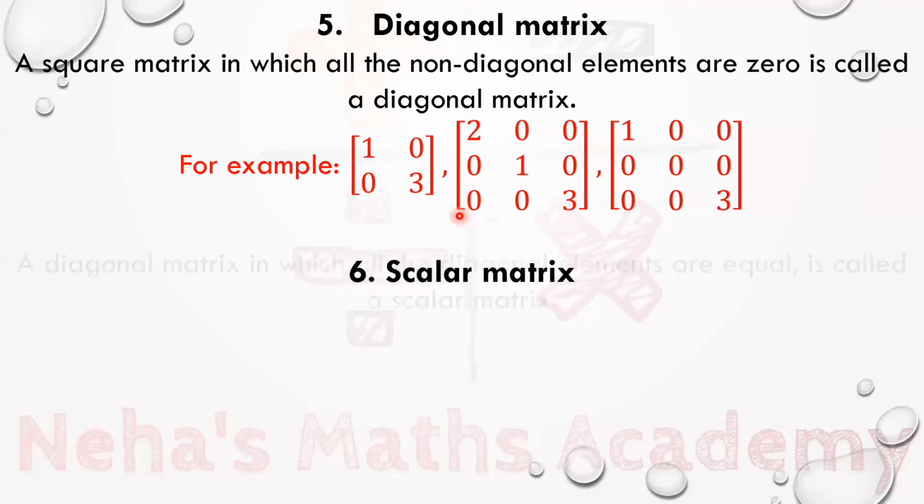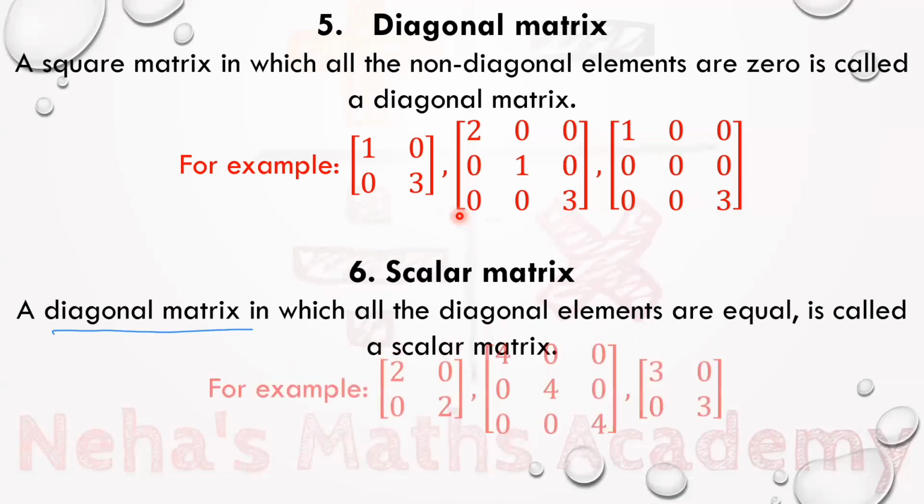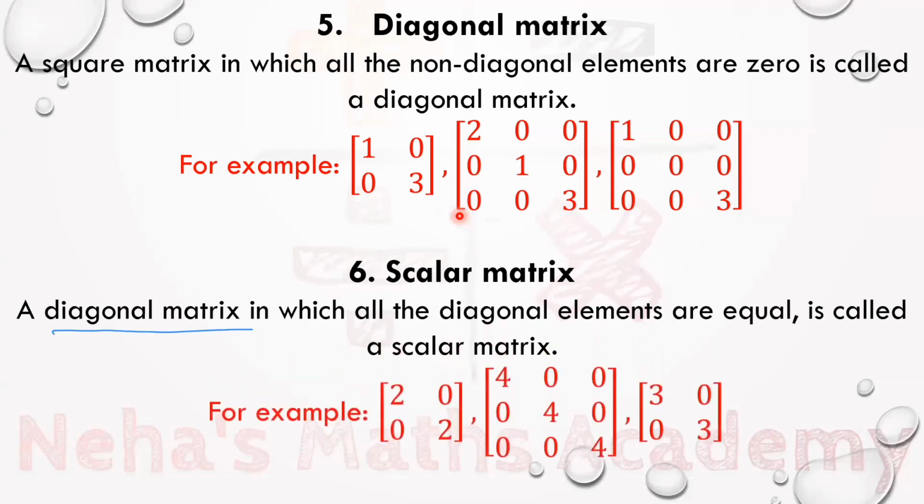Next is a scalar matrix. A diagonal matrix in which all the diagonal elements are equal is called a scalar matrix. Means a scalar matrix is always a diagonal matrix. So these are the examples. In this, you can see all the diagonal elements are equal and all non-diagonal elements are 0. So all these matrices are scalar matrices.